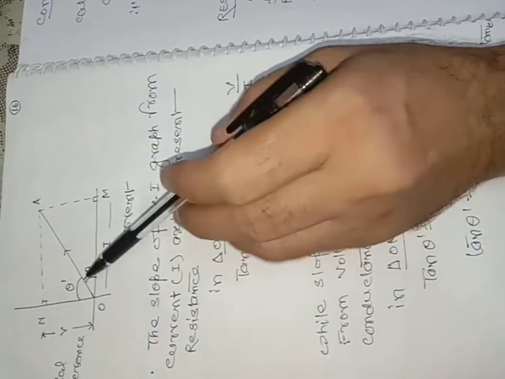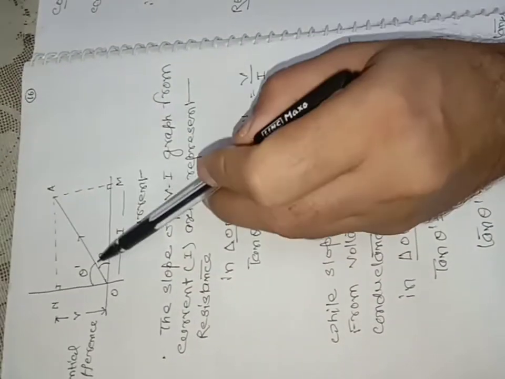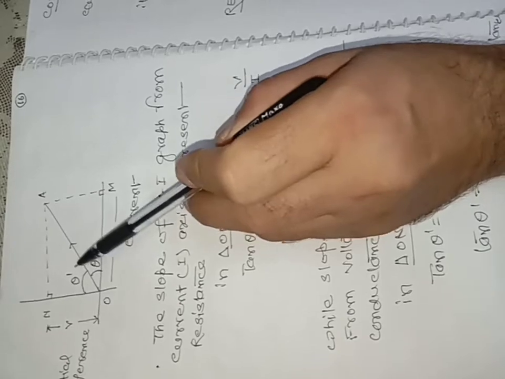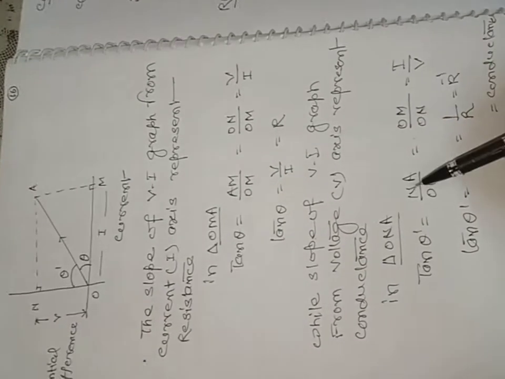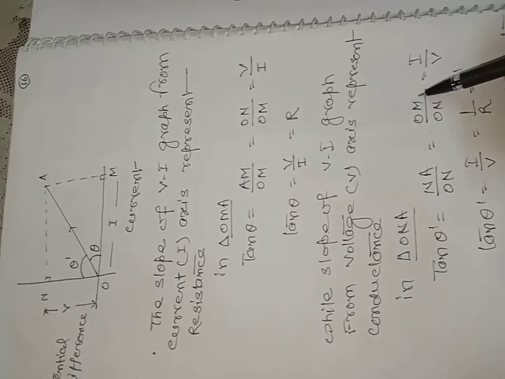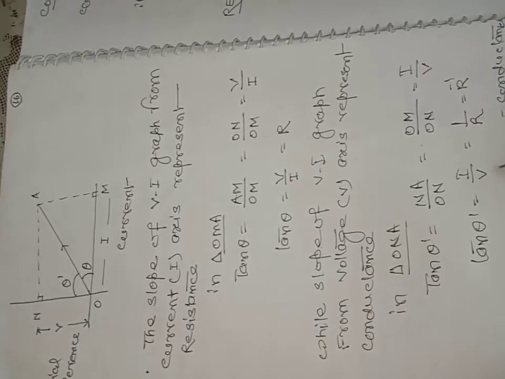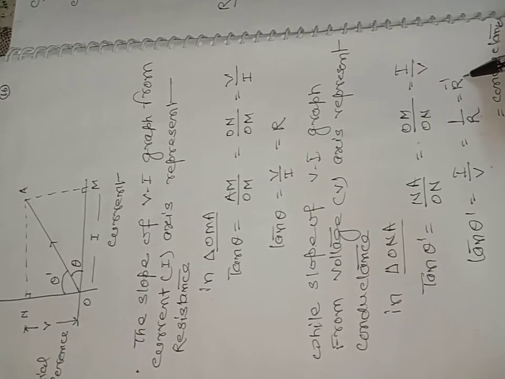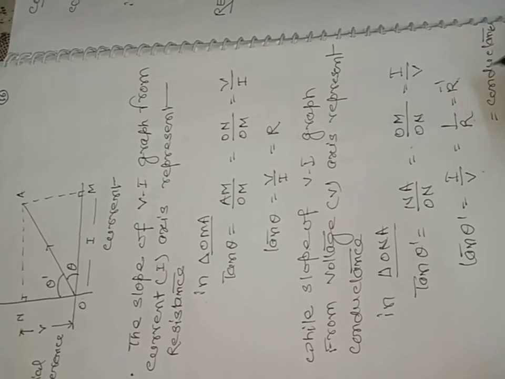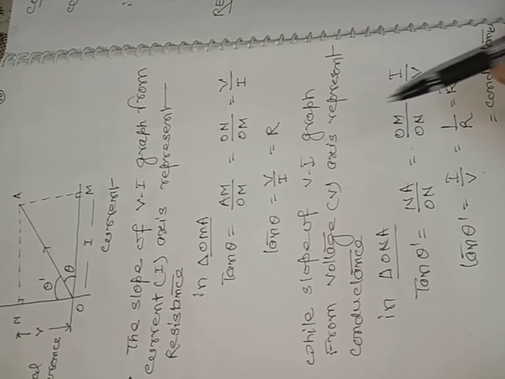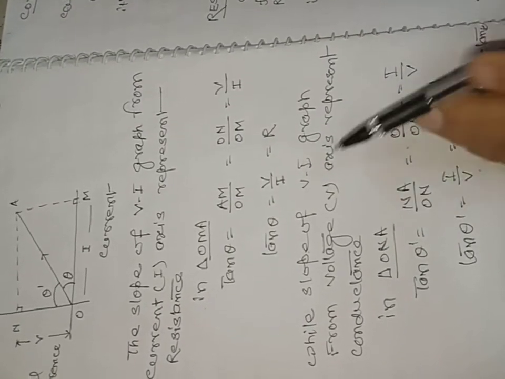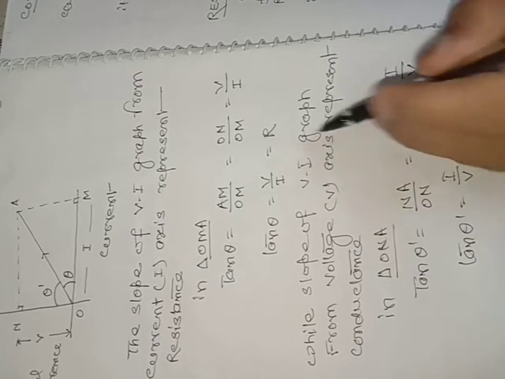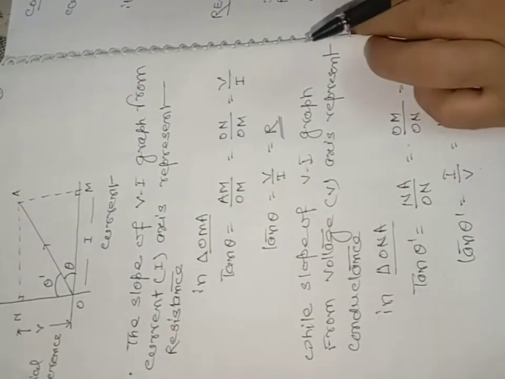Similarly, if we calculate the slope of the VI graph from the voltage axis, suppose the angle is theta dash. In triangle ONA, tan theta dash is equal to NA by ON, that is OM upon ON, because NA is equal to OM, and OM represents I here. So I upon V is 1 upon R, the reciprocal of resistance, and the reciprocal of resistance is called conductance. It means the slope of the VI graph from the voltage axis represents conductance, and the slope of the VI graph from the current axis represents resistance. Very important point.